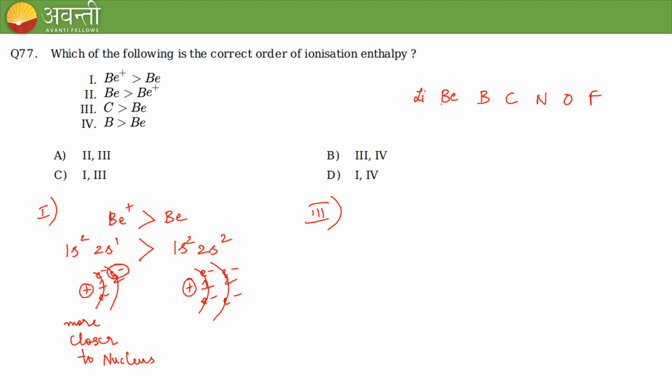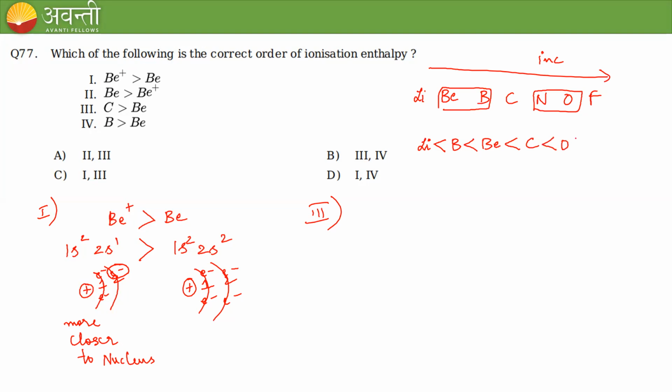But there is an exception between beryllium and boron, and for nitrogen and oxygen. So actually the ionization energy should increase across the period. But due to the fully filled stable configuration and the penetration effect of the orbital, lithium comes first and boron comes next, then beryllium, then comes carbon, and here also due to the half-filled configuration, oxygen, then comes nitrogen, then fluorine. Okay, this is the order.